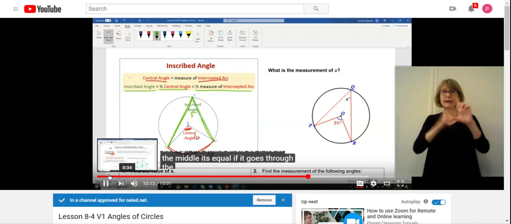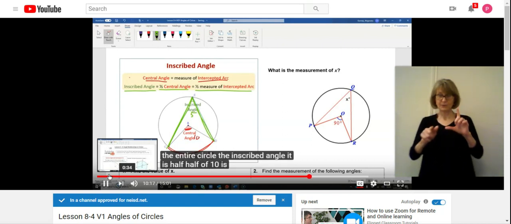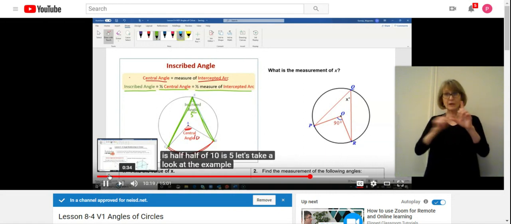If it goes through the entire circle, the inscribed angle is half. Half of 10 is 5. So let's take a look at the example problem here.